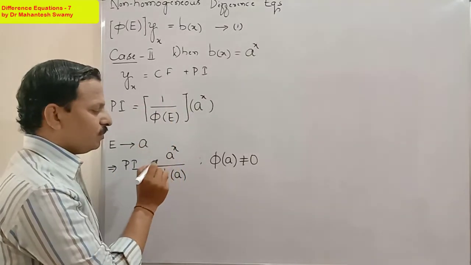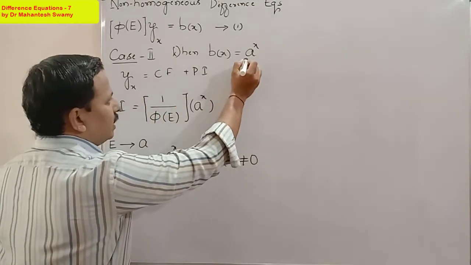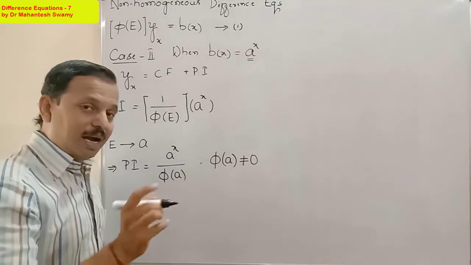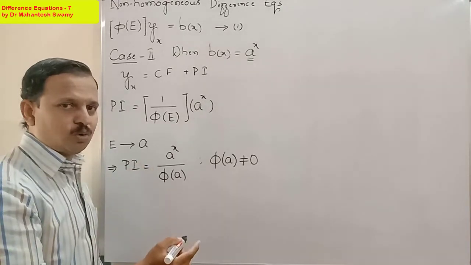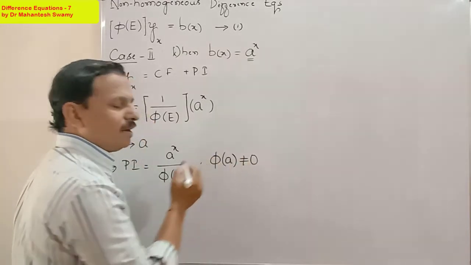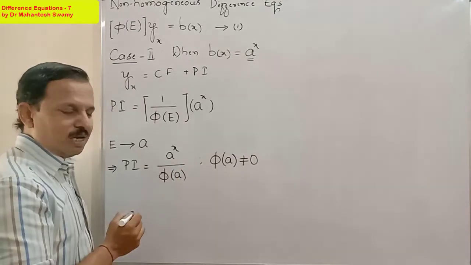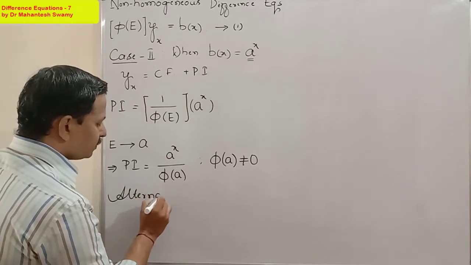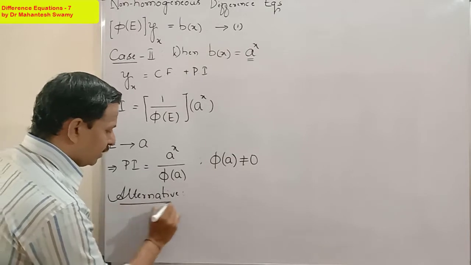So this is the technique we have to follow in order to find the particular integral when the RHS function is of the kind a to the power x. Alternatively, there is another technique which is very useful when the denominator becomes 0. When the denominator becomes 0 we cannot proceed like this. So we have to prefer another alternative technique. So what is the alternative technique?